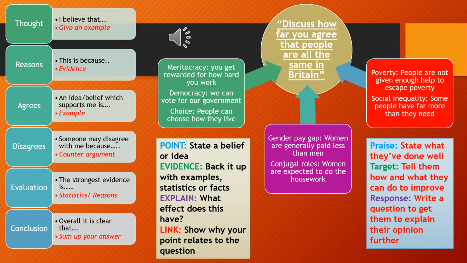So it might be things like social inequality and poverty, it might be the gender pay gap and conjugal roles, who those affect, so whether that affects different genders, different ethnicities, a combination of the two, meritocracy and social mobility, and then practicing our skills of PEEL, making a point, backing it up, explaining it, and then linking it to wider points to the question itself.